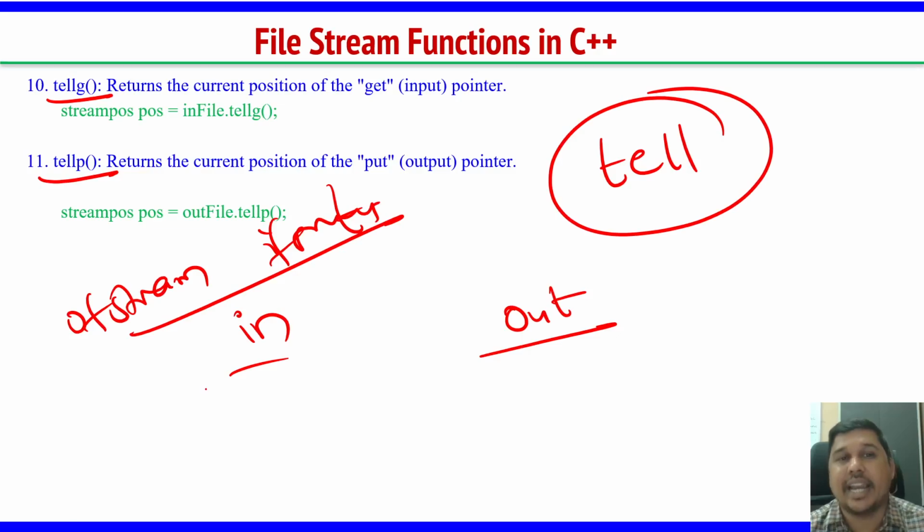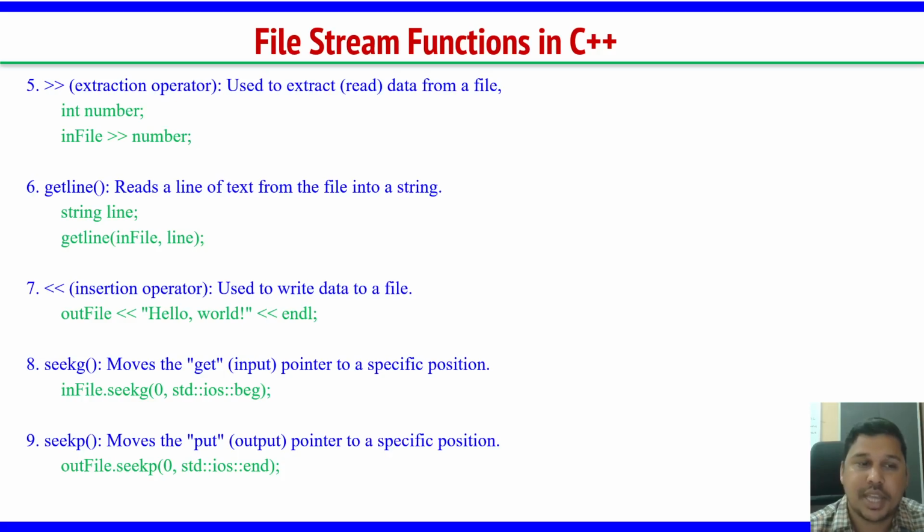So seek and tell. Tell will give the information about where the current pointer is. If you specifically want to know where the input pointer is, use tellg. Where the output pointer is, use tellp. In the same way, seekg moves the input pointer to a particular location, and seekp moves the output pointer to a particular location.